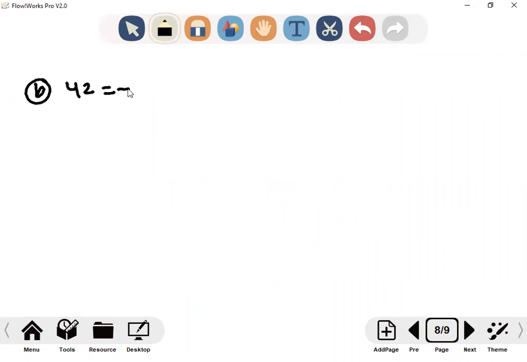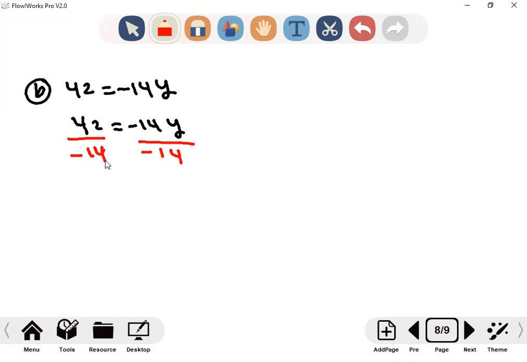42 equal negative 14y. Now here we'll search for the variable. We have multiplication between them, right? So I'll divide both sides by the coefficient, which is negative 14, not 14. So here I will rewrite the equation 42 equal negative 14y, and I will divide both sides by negative 14. Now negative 14 divided by negative 14 is positive 1 times y is still y, right? So here y equals 42 divided by negative 14.